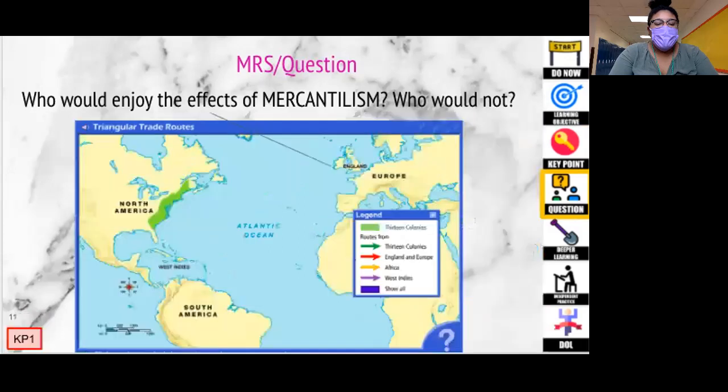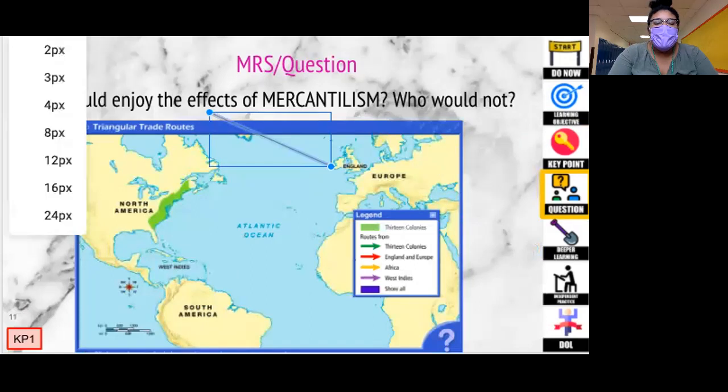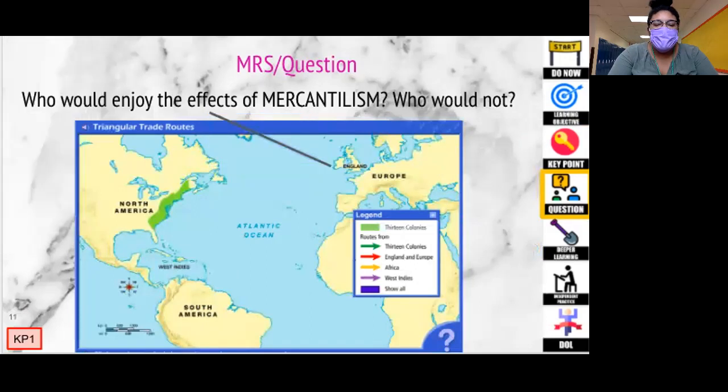So the group that would enjoy mercantilism is England. Okay, so England would enjoy the effects of mercantilism. This line is a little hard to see, but it's there. England would enjoy the effects of mercantilism because they are more or less being fed free raw materials and not having to really do much to get those raw materials.